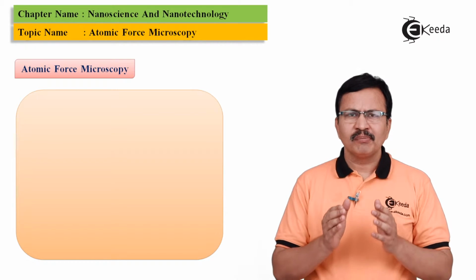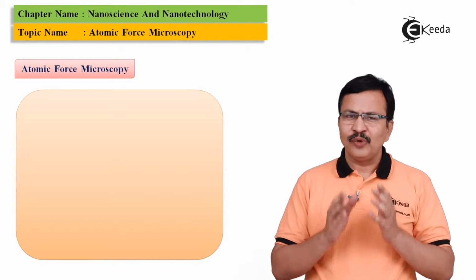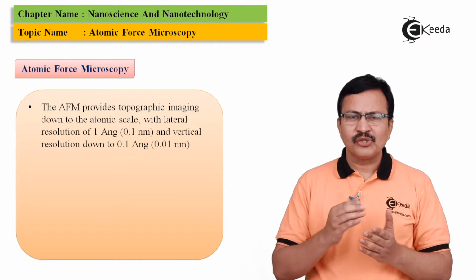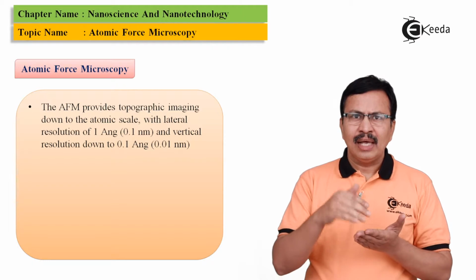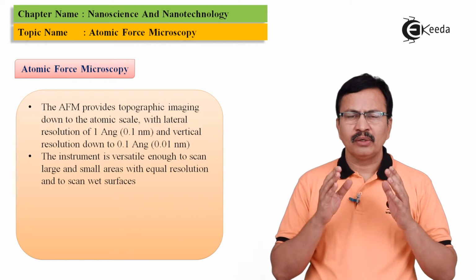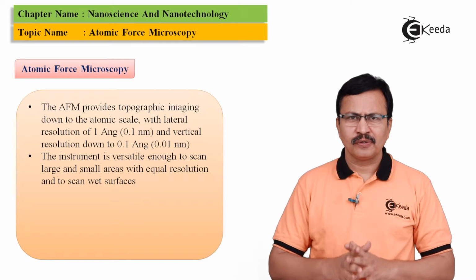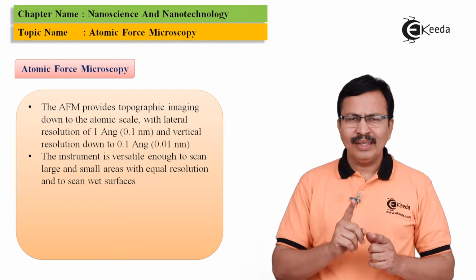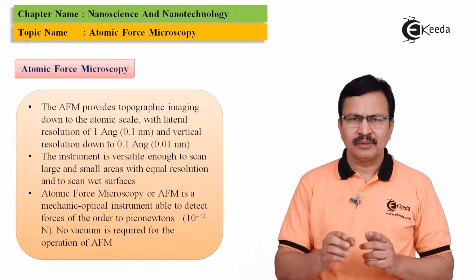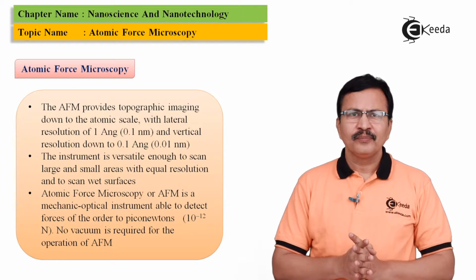Now atomic force microscope has a very good resolution of the order of 1 angstrom laterally, and vertically also it has a resolution of the order of 0.1 angstroms. Remember, 1 angstrom corresponds to 0.1 nanometer. So you can compare it.